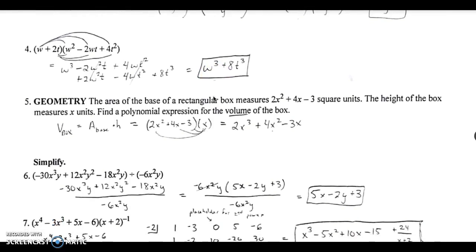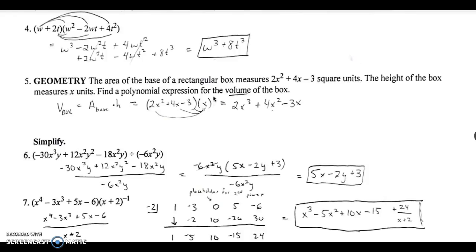For question 5, it says the area of the base of a rectangular box measures 2x squared plus 4x minus 3 square units. The height of the box is x. Find a polynomial expression for the volume.